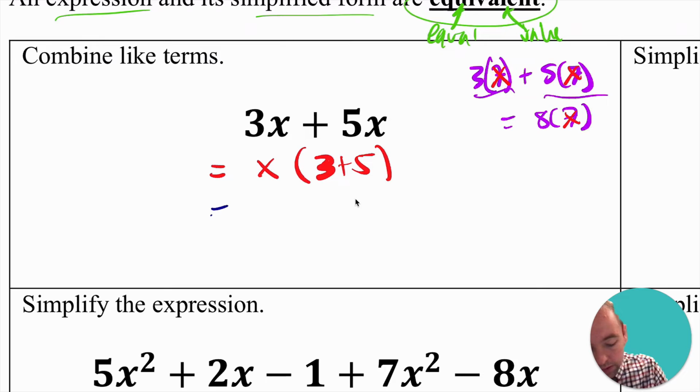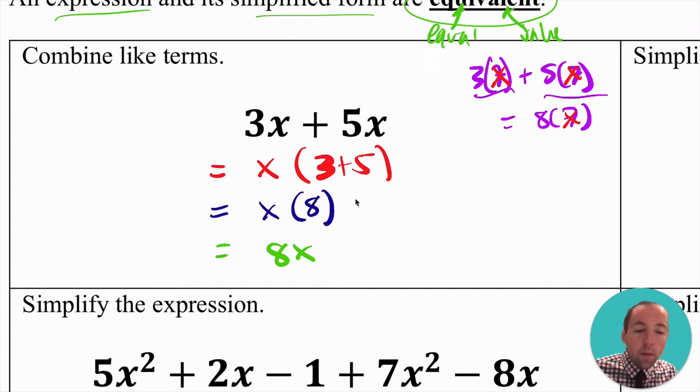And then from there, we know that 3 plus 5 is going to equal 8, and that's because of closure of addition in the real numbers. And then if we have x times 8, we know by the commutativity of multiplication that that's the same thing as 8x, right? So just using some commutativity and the distributive property, that's how we're able to actually combine like terms as you're seeing there.